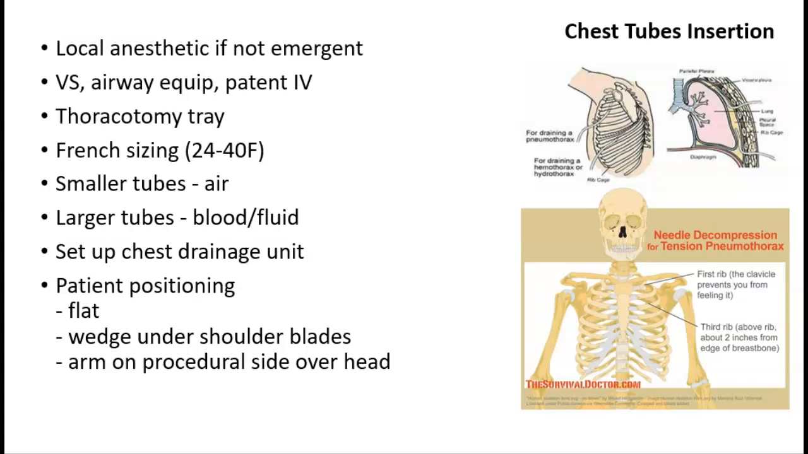You need a thoracotomy tray, the chest tube. The doctor will tell you what size they want, but in general, we use smaller tubes for air, so even up to something we call a pigtail catheter, and then larger chest tubes if we think there's going to be a lot of fluid or blood. And then positioning. We put the patient flat, wedge under the shoulder blades, even like a rolled up blanket, and then the arm that we're going to be working with over their head.